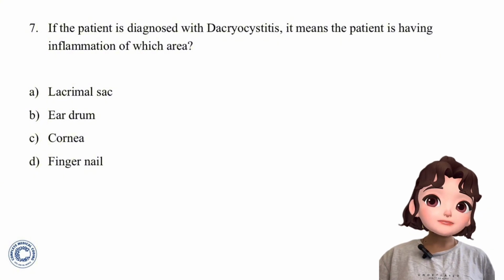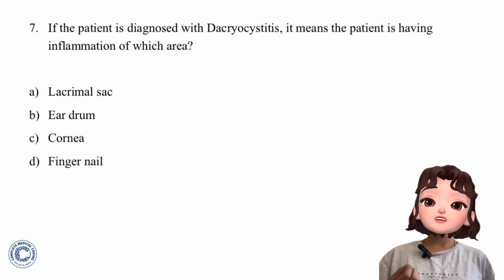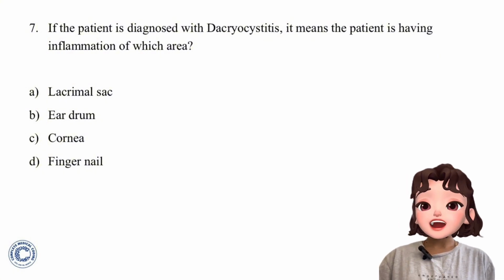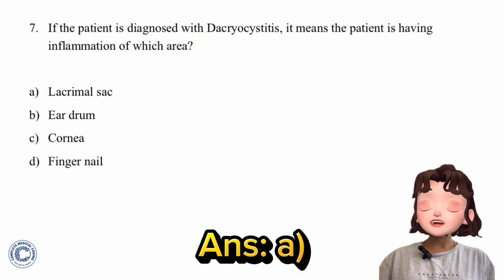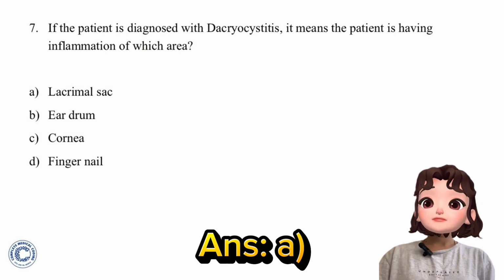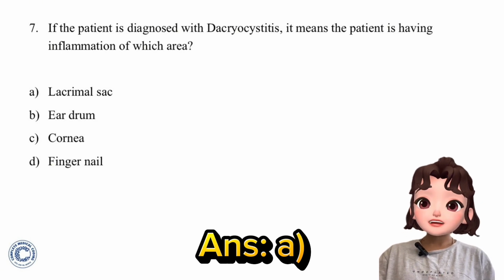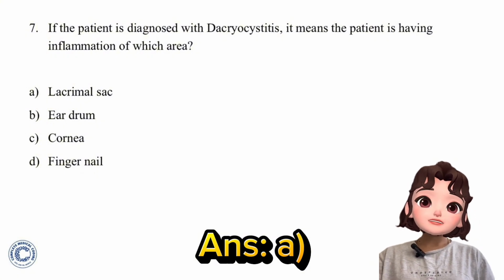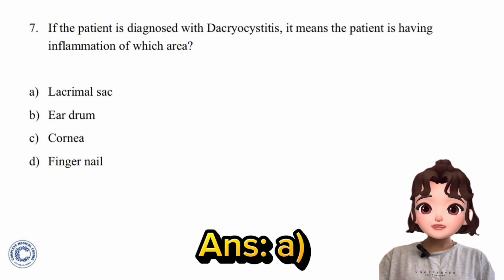Inflammation of which area? Option A, lacrimal sac. Option B, eardrum. Option C, cornea. And option D, fingernail. So dacryocystitis means inflammation of the lacrimal sac. This is a very important question and it's commonly asked in the CPC questions. Okay, so the answer is option A, inflammation of the lacrimal sac. Alright.